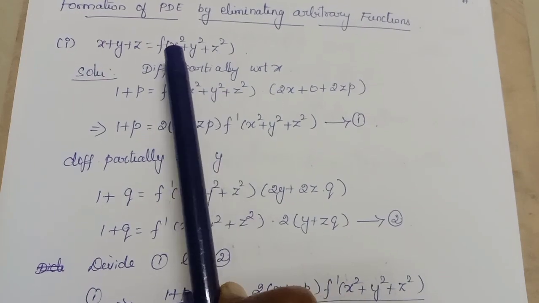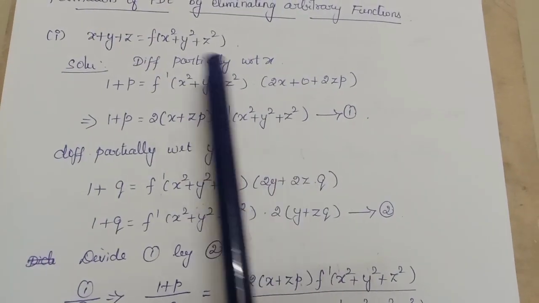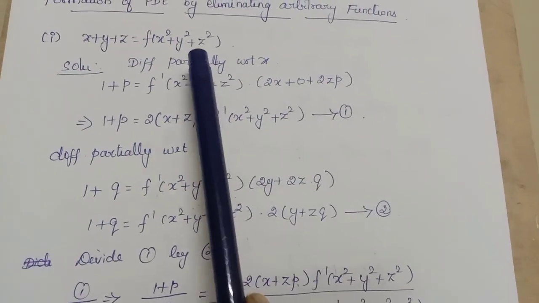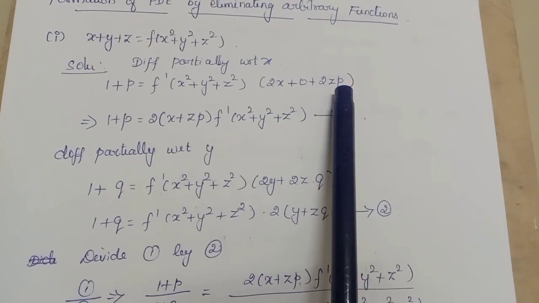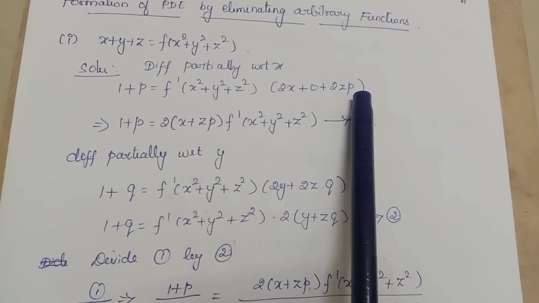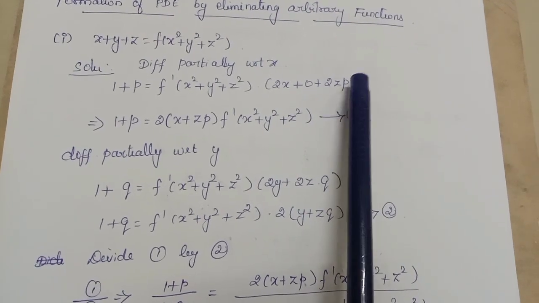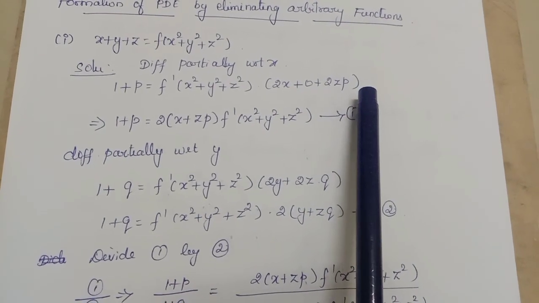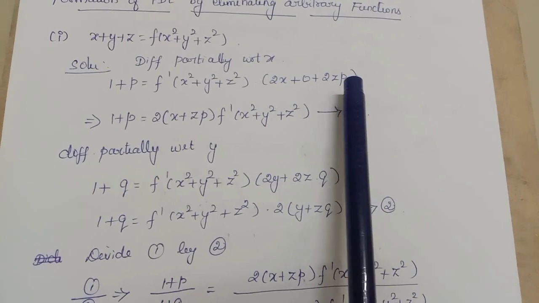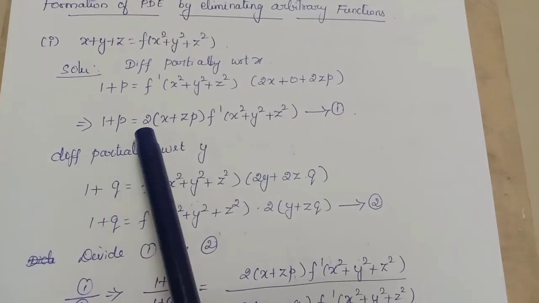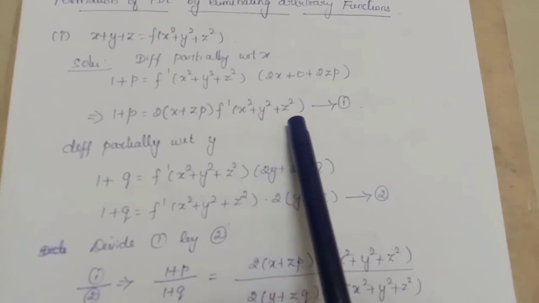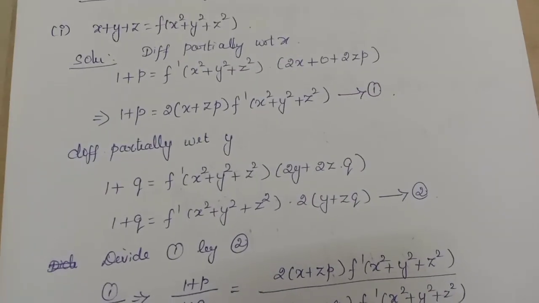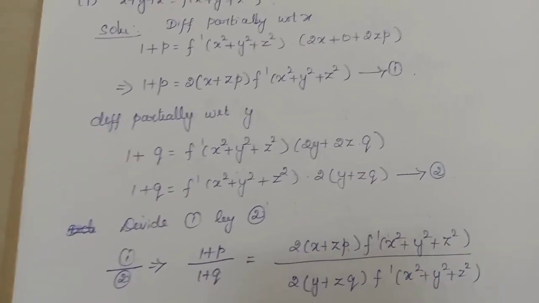What is the differentiation of this? X square differentiation is 2x, plus differentiation of y square is 0, plus differentiation of z square is 2z into dou z by dou x. I told you, whenever you differentiate z, you should put either dou z by dou x or dou z by dou y accordingly. Right. So 1 plus p equals 2 into x plus zp into f dash of x square plus y square plus z square. So this is the derivative with respect to what?